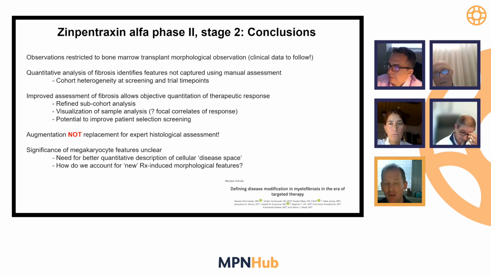I would argue that this kind of approach should begin to be integrated into trial design and thinking about power calculations for recruitment. We're not saying for a minute that this replaces the pathologist. I think this is a way of augmenting pathology reporting.